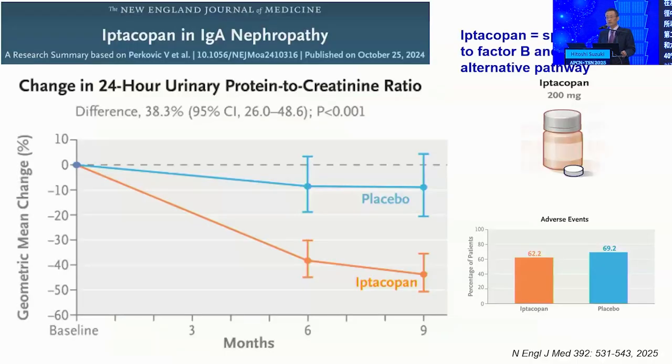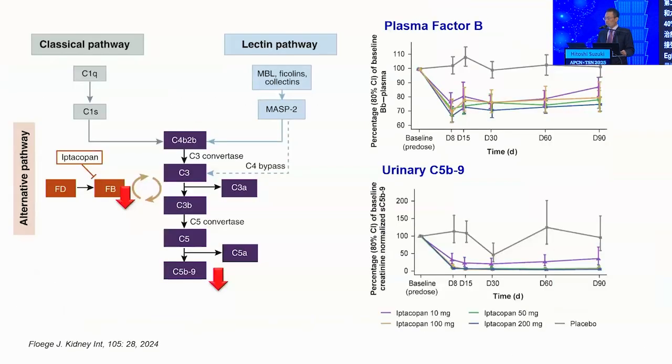Recently, the phase 3 data of iptacopan was published. At 9 months of treatment with iptacopan, the reduction of proteinuria was about 45%. And the important thing is that adverse events were very similar between the iptacopan group and the placebo group. After the treatment with iptacopan, of course, the plasma levels of factor B decreased, and C5b9 is the marker of the terminal pathway of the complement system. After treatment with iptacopan, the urinary C5b9 dramatically decreased.